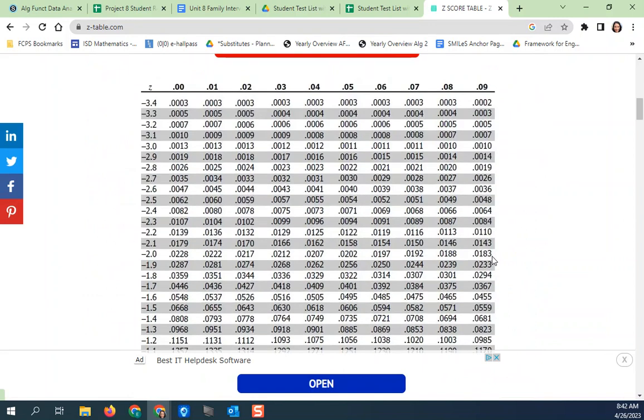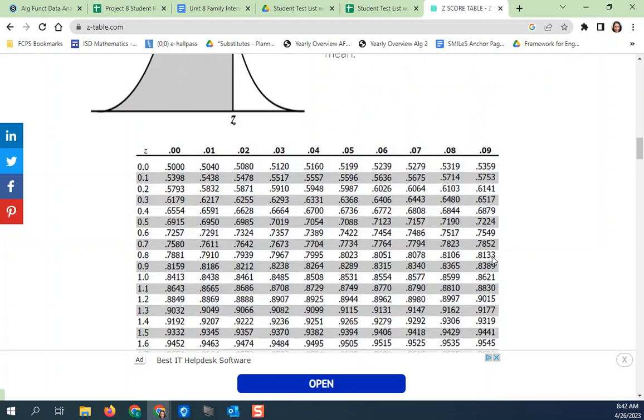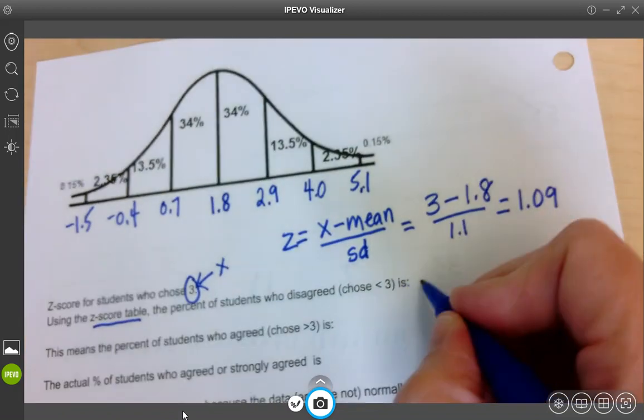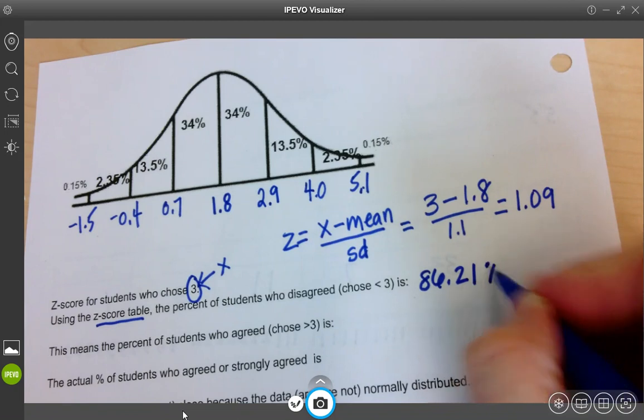All right, so I should not be on the negative side. I have to scroll past the negative side to the positive side. And then on the positive side, I need to look at 1.0 and 0.09, and that's my number there. Okay, so we got 0.8621, and we said that 0.8621 is going to give us 86.21%.